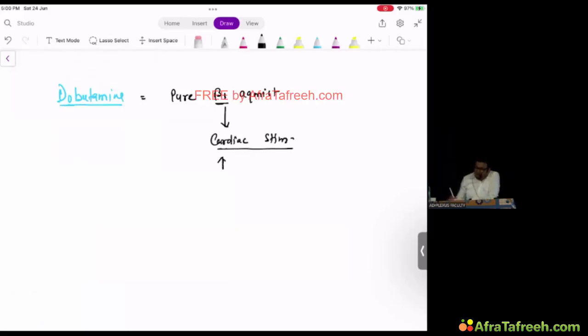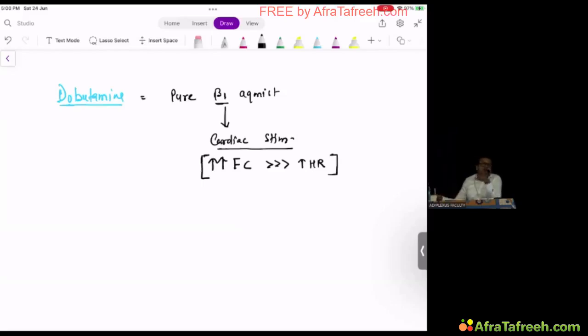It increases force of contraction, FC, much more than heart rate. So it is basically an inotropic drug. It acts on the heart. In the heart there is contraction and conduction, two separate things. It mainly acts on contractility. So contraction of the heart will increase. When the heart contracts with more force, what will increase? Cardiac output.